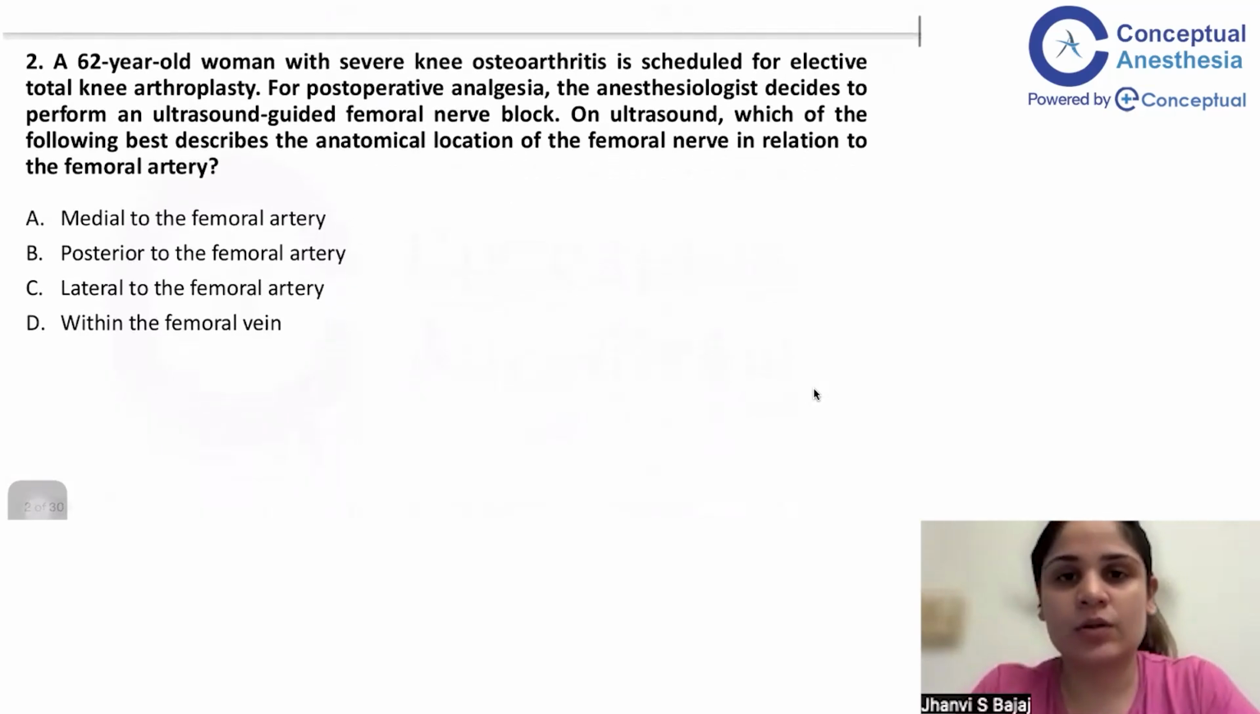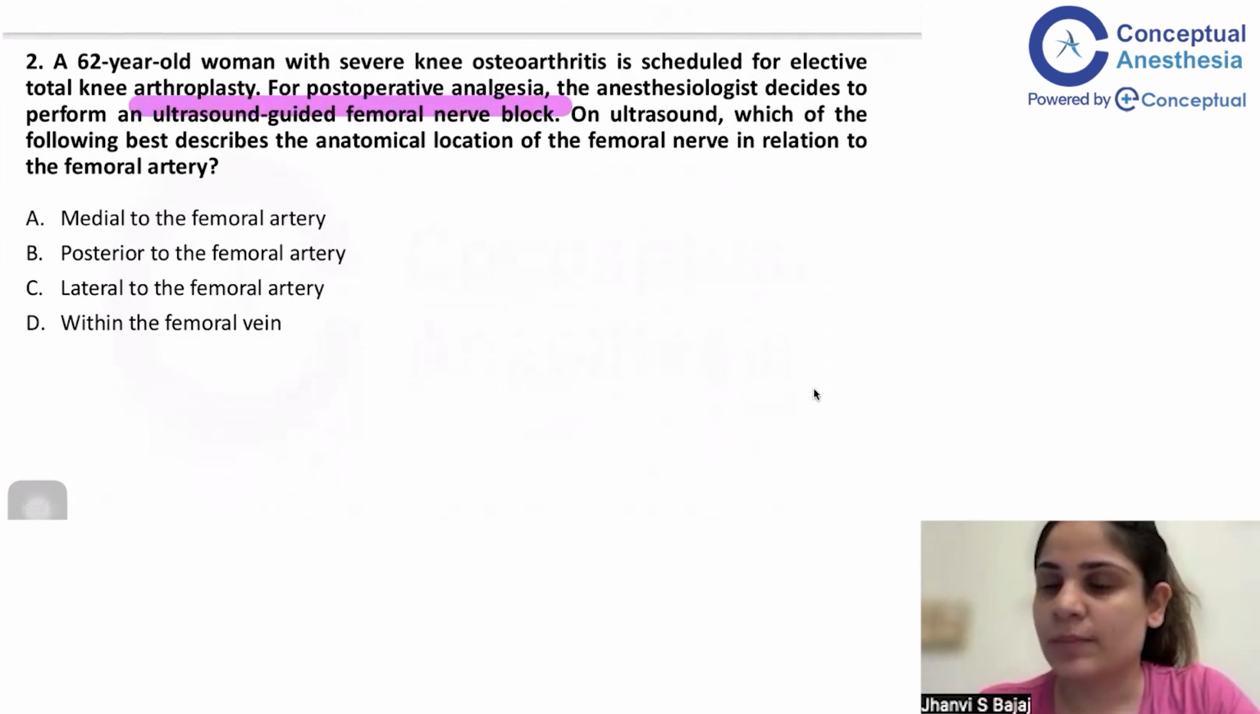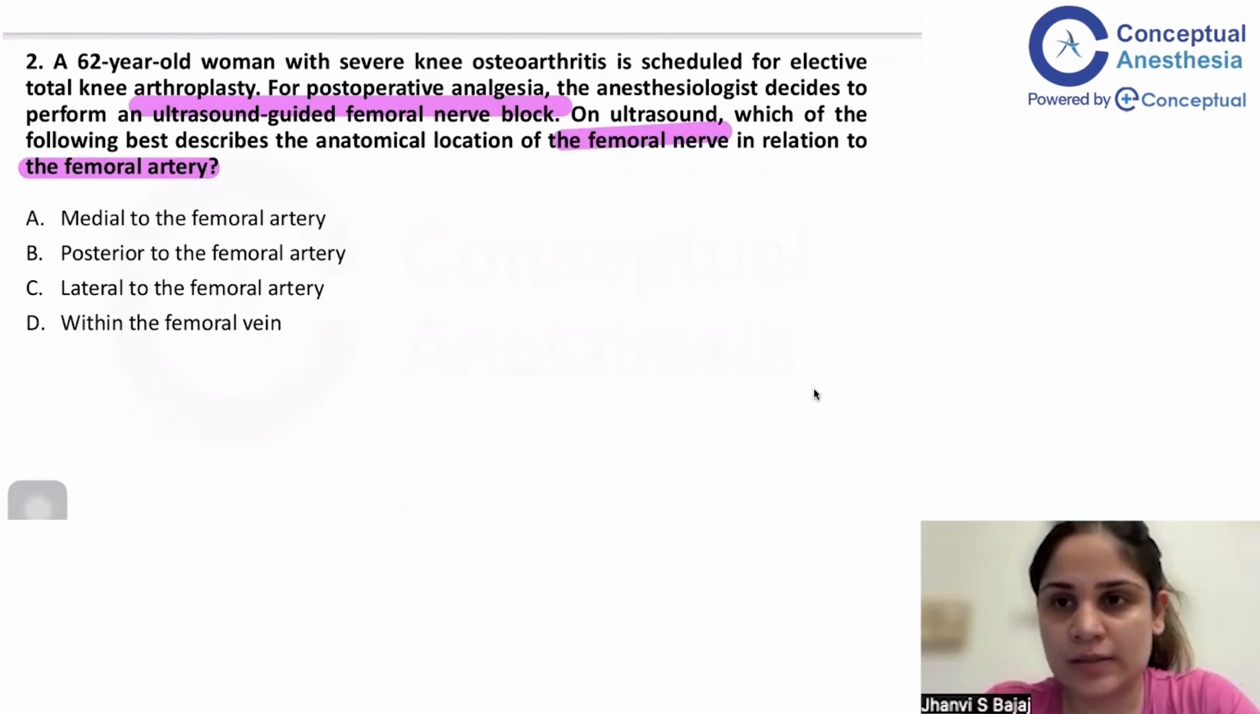First one, a 62-year-old woman with severe knee osteoarthritis is scheduled for elective total knee arthroplasty. For post-op analgesia, the anesthetist wants to perform a USG-guided femoral nerve block. And they are asking you about the anatomy of the femoral nerve according to the relation with the femoral artery. Okay, so where exactly is the femoral nerve located, if you compare it to the femoral artery?